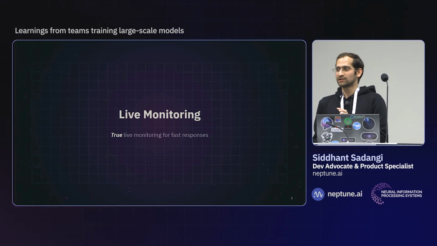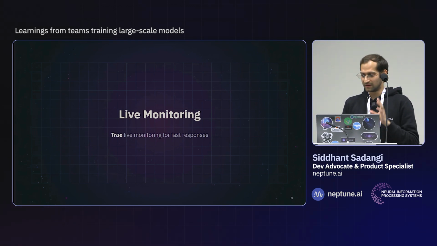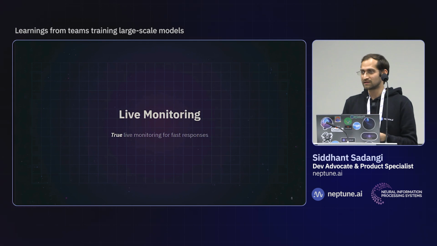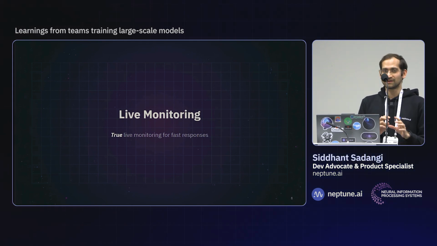And why is this especially important at scale? Large scale training can cost hundreds of thousands of dollars just in infra costs. Any delay in corrective action means that you are spending thousands of dollars on infra that's not really doing anything, or worse, it's doing something that you don't want it to do.